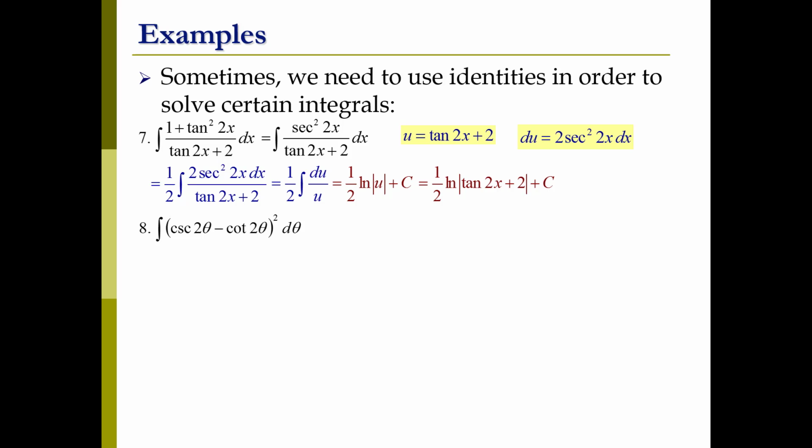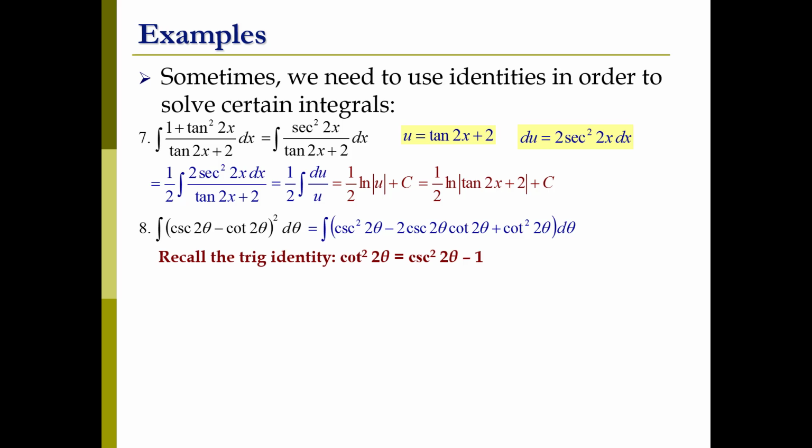Let's try another one. We have quite a difficult next problem. In this case, we want the antiderivative of the quantity of cosecant of 2 theta minus cotangent of 2 theta squared d theta. In this case, I'm going to go ahead and FOIL it all out. We get cosecant squared 2 theta minus 2 cosecant 2 theta cotangent 2 theta plus cotangent squared 2 theta d theta. In this case, we're going to use the identity that cotangent squared 2 theta is equal to cosecant squared 2 theta minus 1.